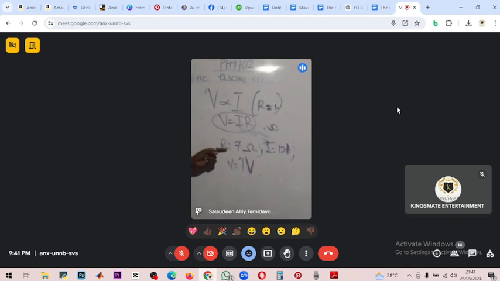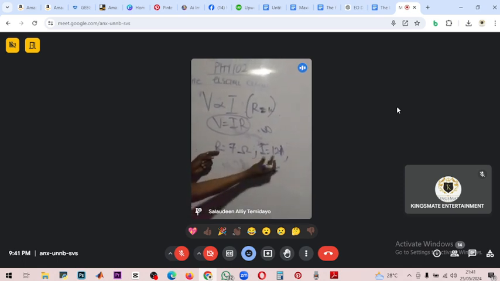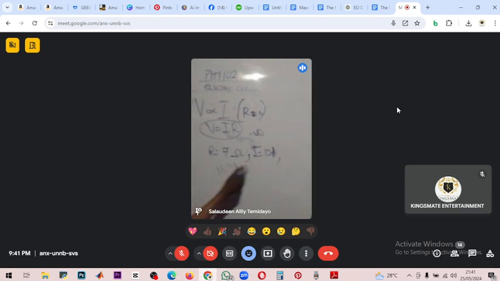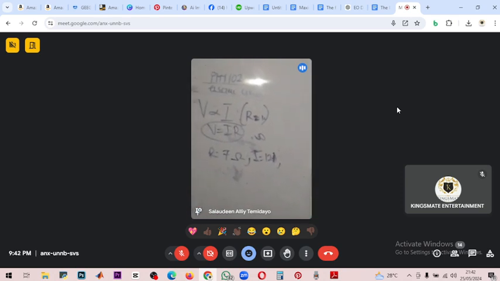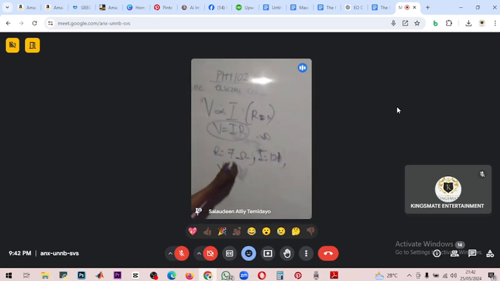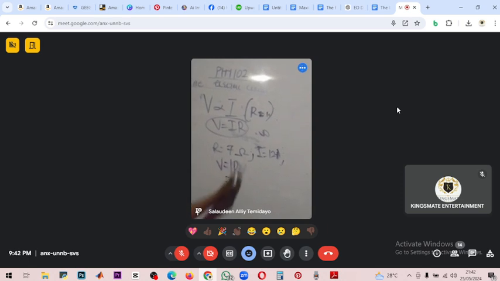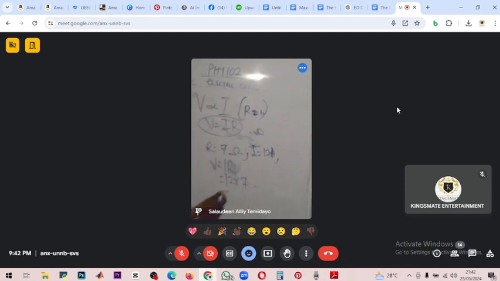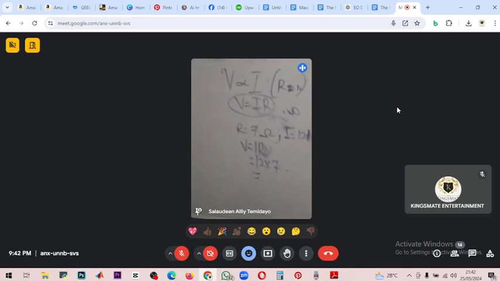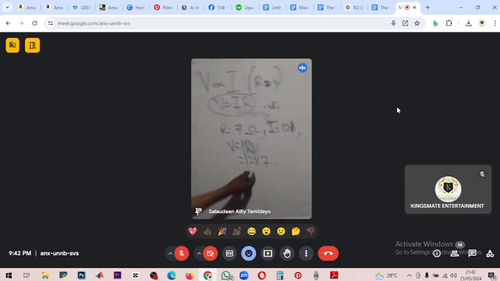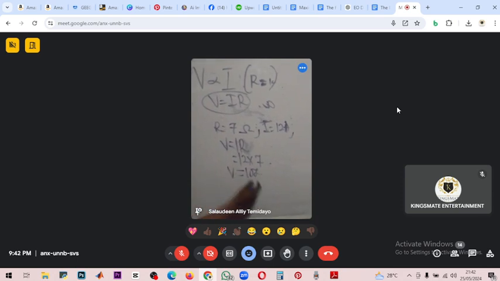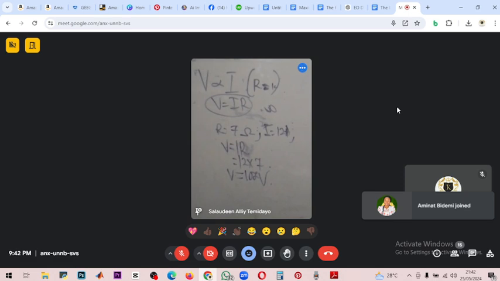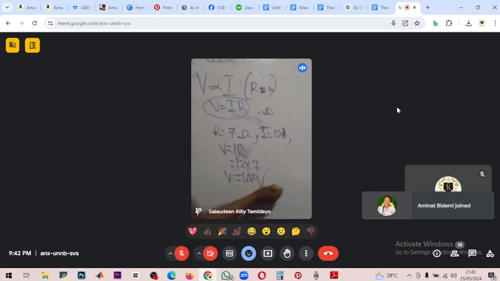So if you're given the resistance to be 7 ohms and the electric current to be 12 amperes, then what is the potential difference across the conductor? Then it's going to be V equals IR. I is 12, and R is 7. Then at the end of the day, we'll be able to get our answer, V equals 84 volts.